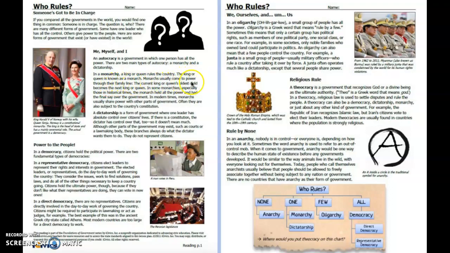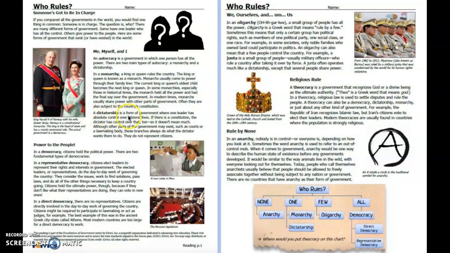Monarchs usually come to power through their family line. The current king or queen's oldest child becomes the next king or queen. In some monarchies, especially those in historical times, the monarch held all the power and had the final say over the government. In modern times, monarchs usually share power with other parts of the government. Often, they are also subject to the country's constitution.